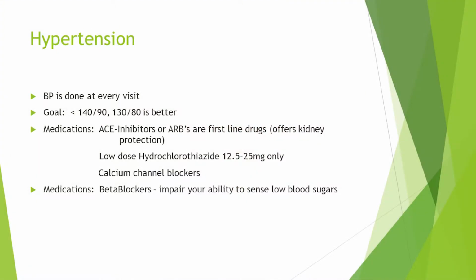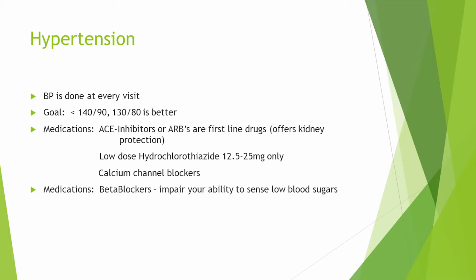Now let's talk about high blood pressure. Your blood pressure should be done at every visit. Blood pressure should ideally be less than 140/90, but 130/80 is even better. So the lower the blood pressure, the better. We use lots of different drugs, but our first line drug for the management of high blood pressure are ACE inhibitors like lisinopril or ARBs like losartan, candesartan, irbesartan. These drugs not only lower blood pressure, but they offer kidney protection.